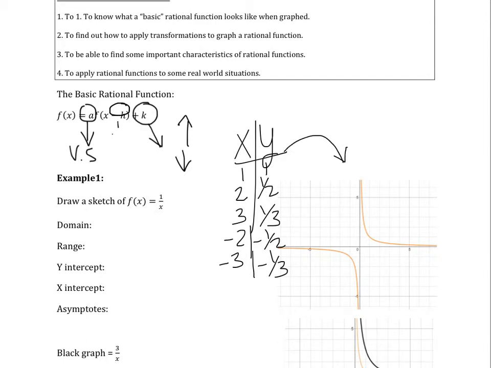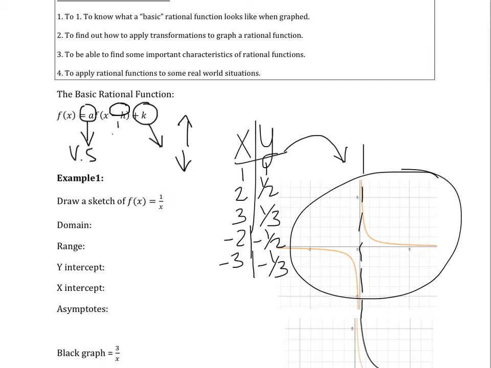If you graph these points, then you get something that looks like this, and I just graphed this on Desmos. And you graph your points, and what we realize is we have an asymptote running right down the middle here at x equals 0, and we've got one running right down here, which is y equals 0.